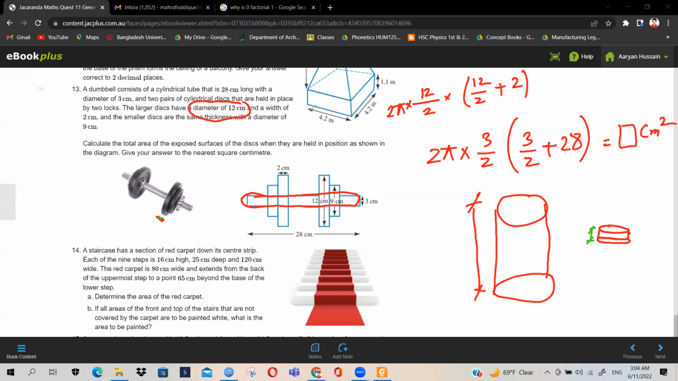And for the smaller circular disc, we will have 2 pi times 9 by 2 times 9 by 2 plus 2. And the last thing is that the smaller disc area should be multiplied by 2, the bigger disc area should be multiplied by 2, and the cylinder multiplied by 1, and add all of them together to get the total surface area. I think this is a very important, practical knowledge oriented question. So very good question.